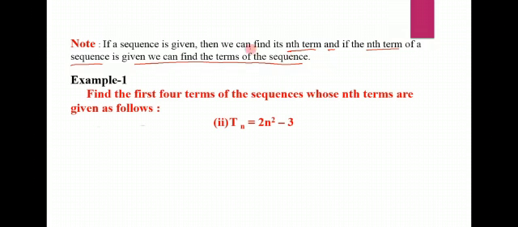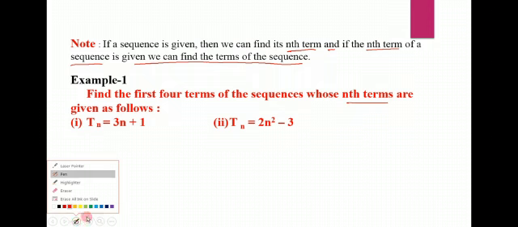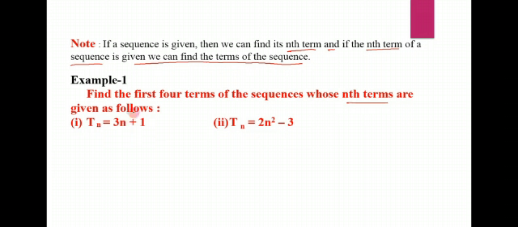Example 1: Find the first 4 terms of the sequence whose nth terms are given as follows. Here you need to understand that they gave the nth term Tn is equal to 3n plus 1. That means from this note, what we should understand is that if the nth term is given, we can write the sequence. If the sequence is given, we can write the nth term in terms of n.